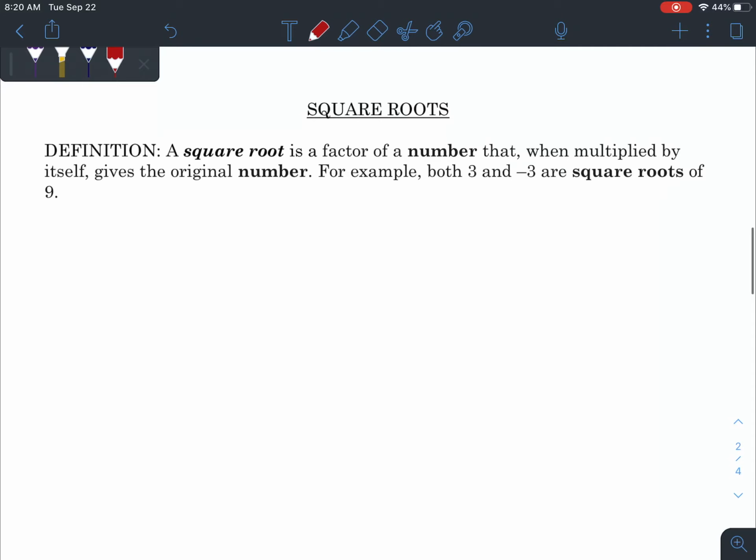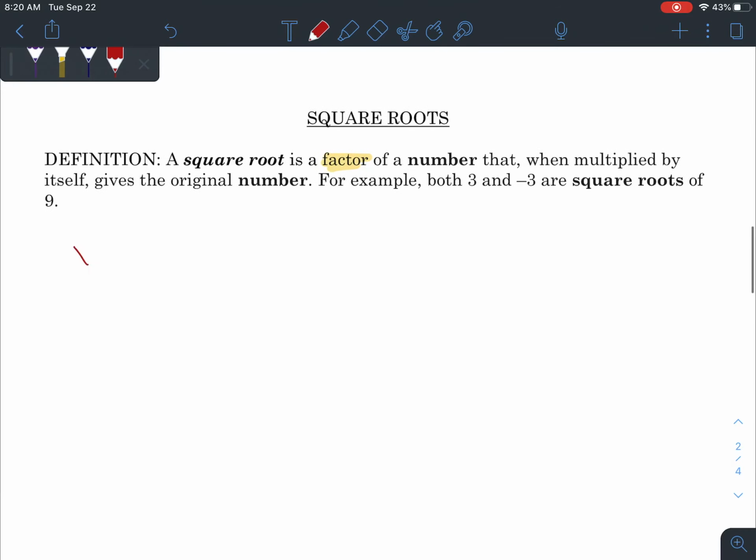A square root is a factor, right? A factor of a number that when multiplied by itself gives the original number. For example, both 3 and -3 are square roots of 9. A factor of, let's say, 24 is 6 because, so a factor, sorry, I'm going to need a full sentence here. A factor of 24 is 6 because 6 goes into 24 evenly. That's what a factor is. And that's kind of what's happening with a square root.